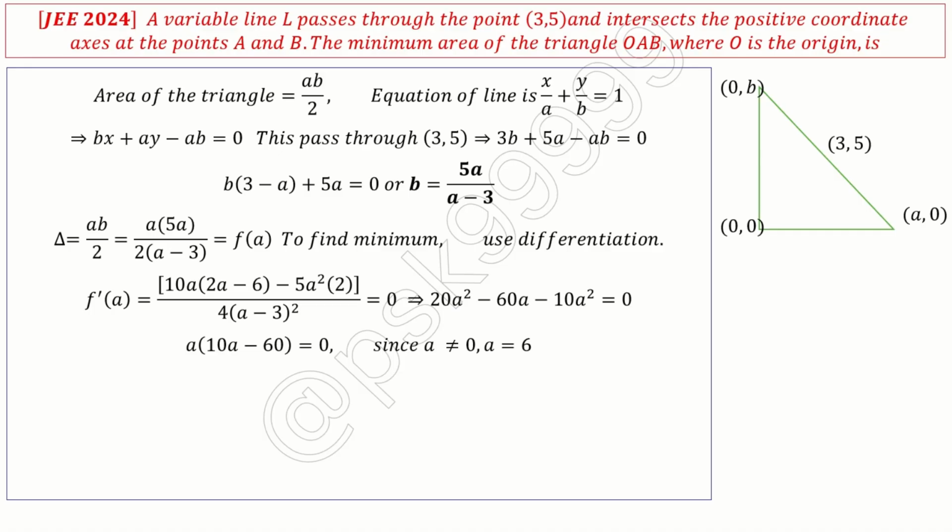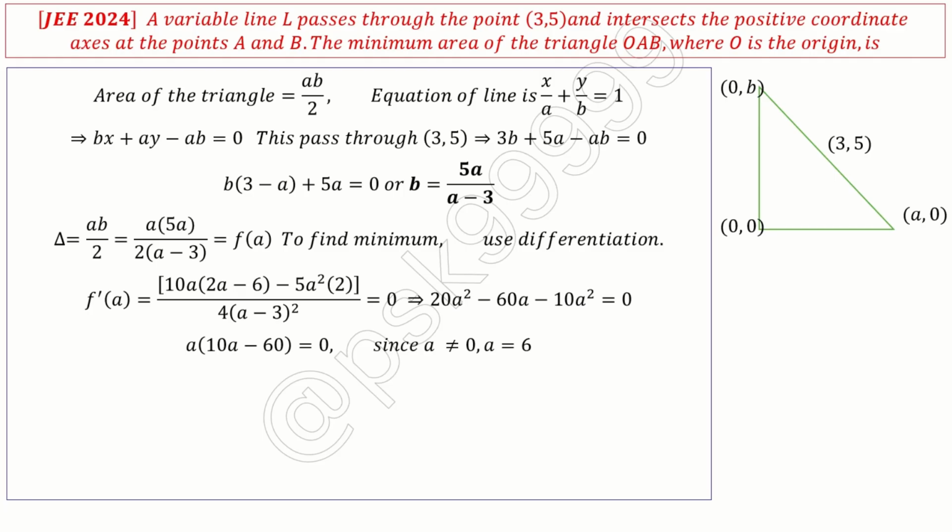Now with a equal to 6, if you want, you can check the second differentiation and find out if the area is minimum or maximum, but it is very clear from here. 10a square minus 60a, right? If I take the second differentiation, it will become 20a minus 60, and a is at 6, so 20 times 6 is 120 minus 60, which is 60. A positive value I will get. So the second differentiation is positive, meaning the function is minimum at the given point.